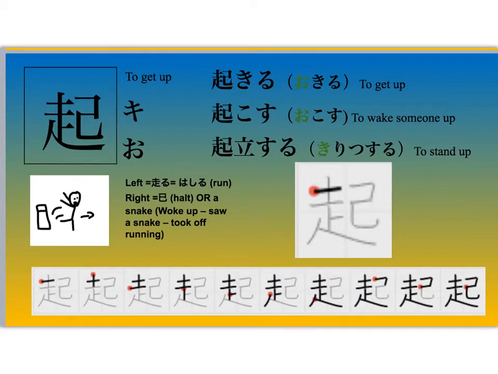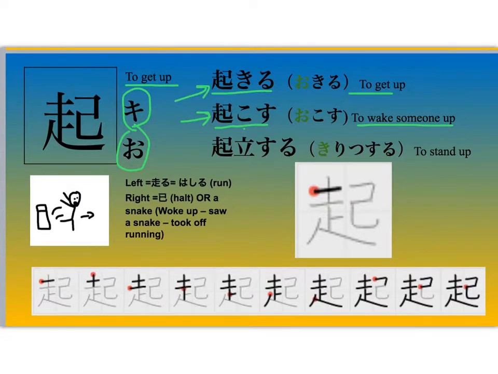So this is the kanji for to get up or to wake up. The onyomi is ki, the kunyomi is o, so you find it in things like okiru and okosu. Okiru is to get up. Okosu is to wake someone up. So this is a very good example of a transitive, intransitive pair, which there are a lot of in Japanese.